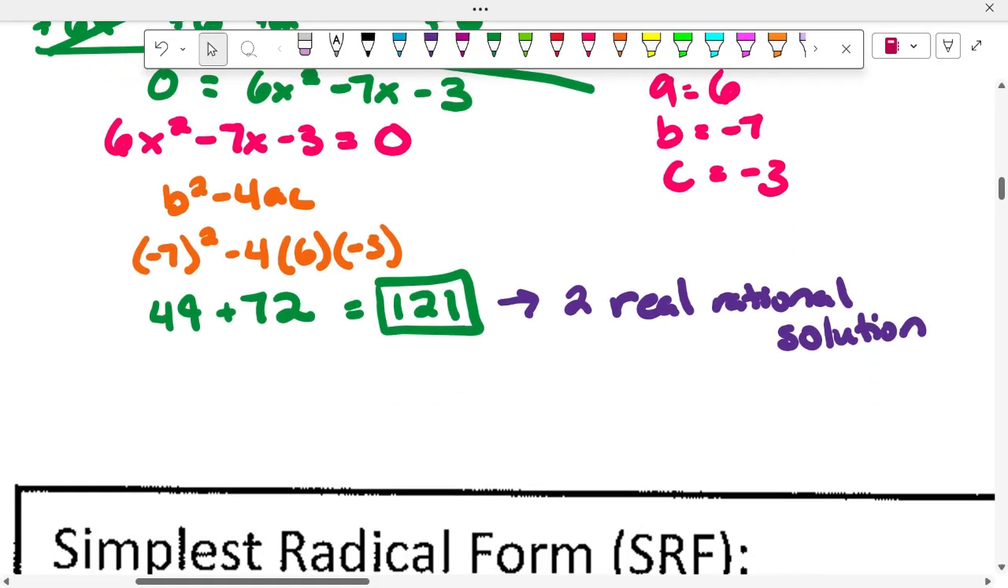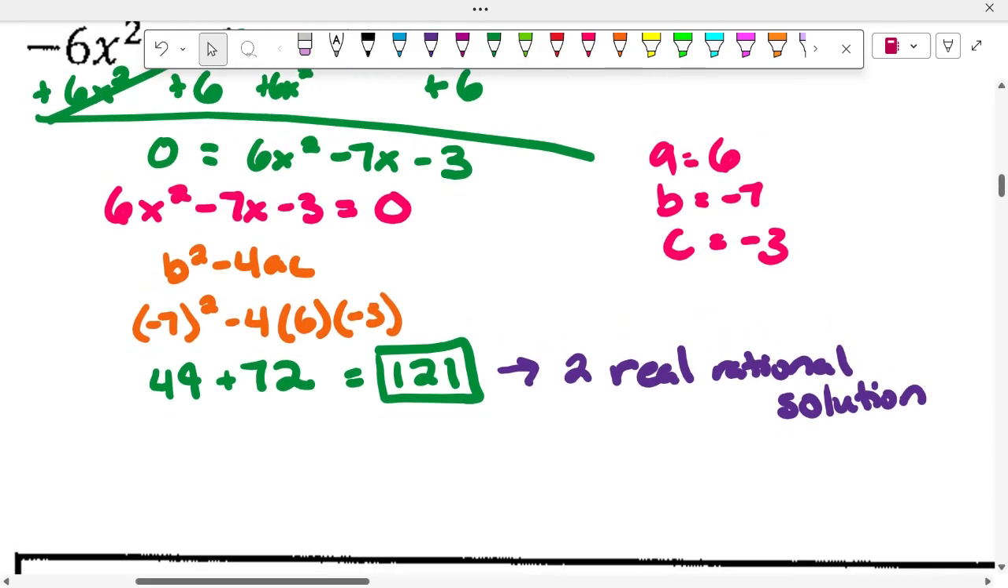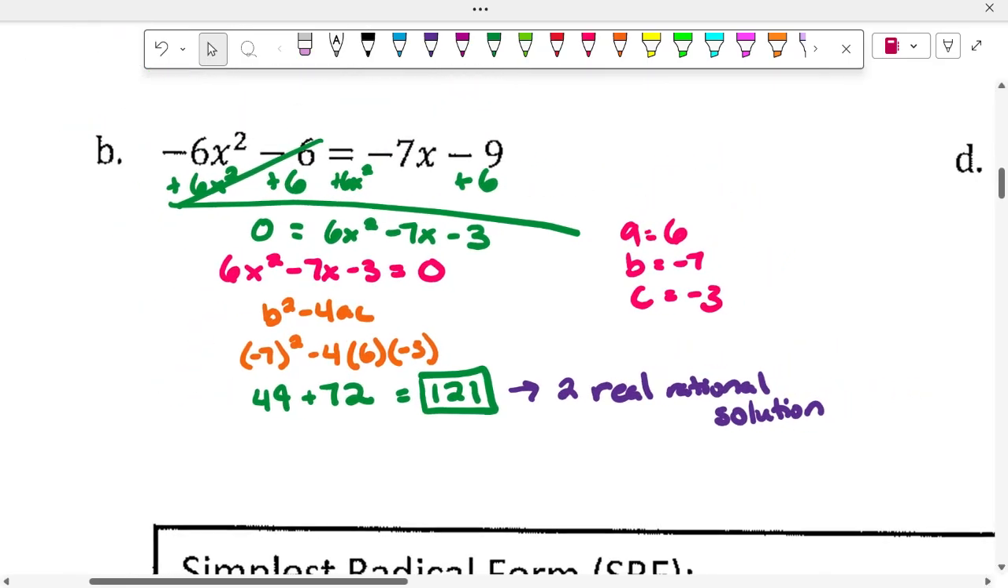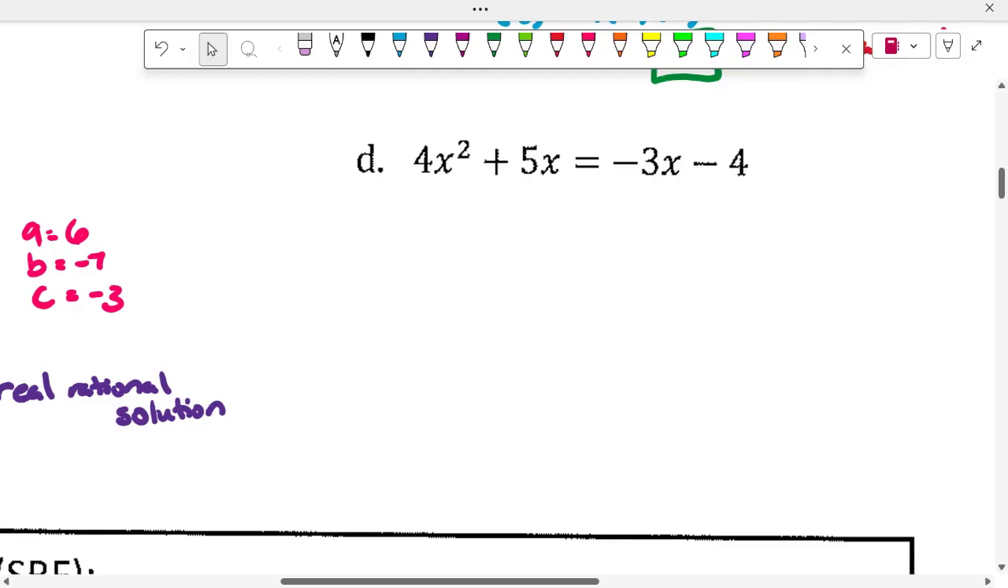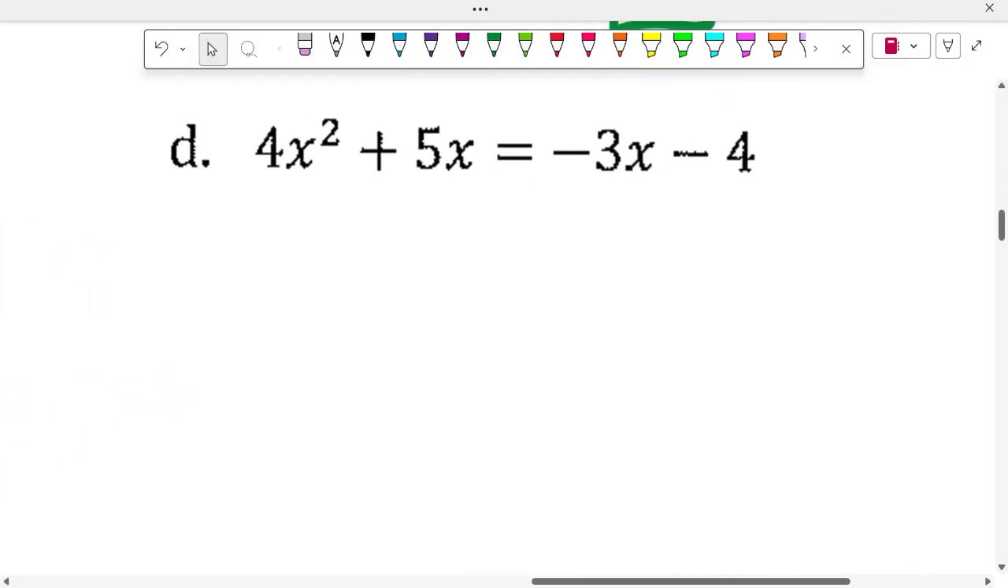So it's just like simple number sense, really. So we have 2 real rational solutions. If I tried to factor this, would I be successful? Yeah, I would. So factoring is worth my time. All right, try this last one on your own.